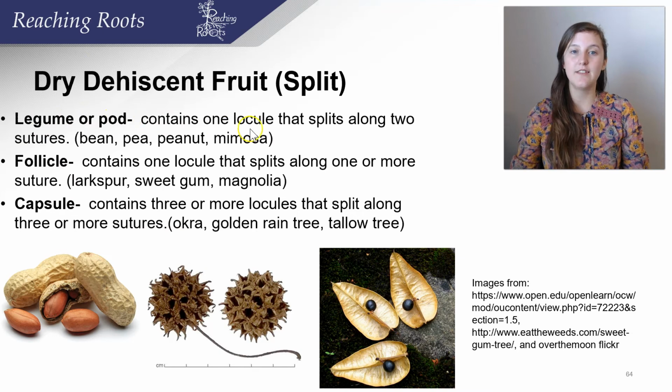Legumes, or pods, contain one locule that splits along the structure, such as a peanut that can split open to release the seeds. An example of a follicle are sweet gum fruits. These contain one or more locules, and these can split open along these different lines. A capsule contains three or more locules that split along three or more of these spaces. This is an example of a golden rain tree fruit, split open.